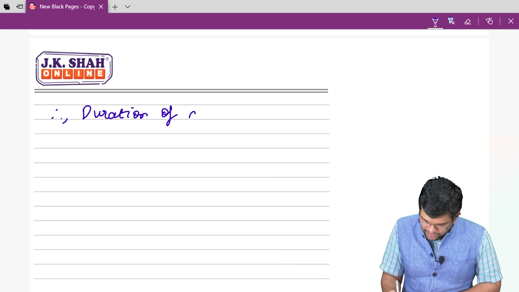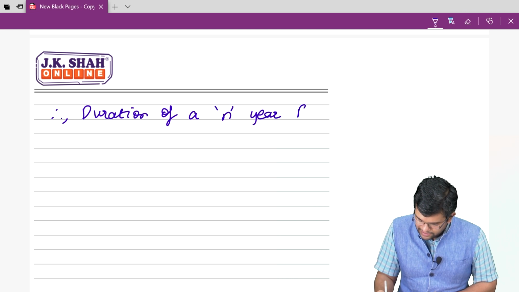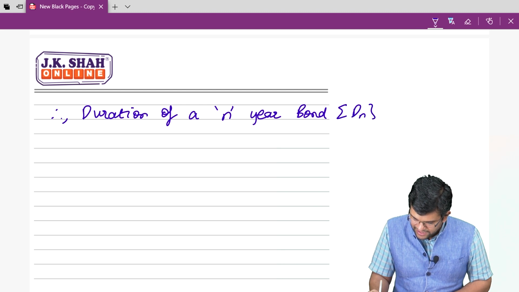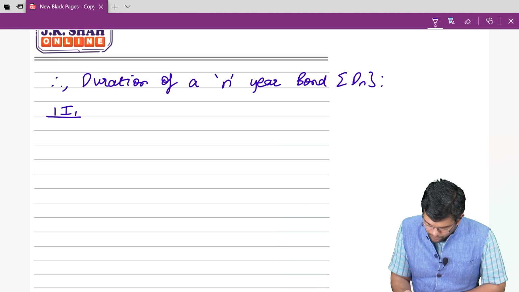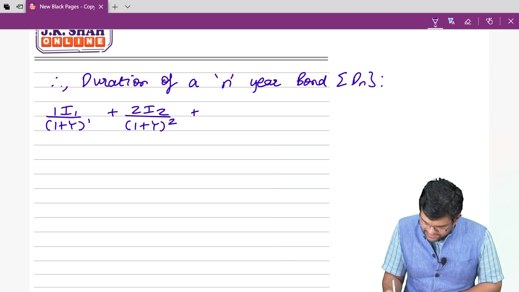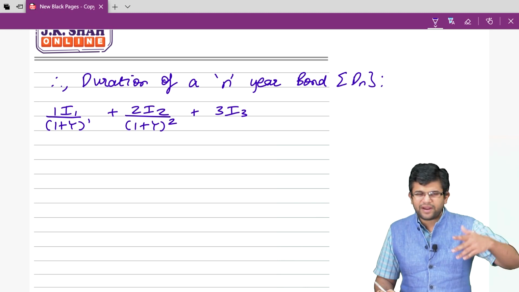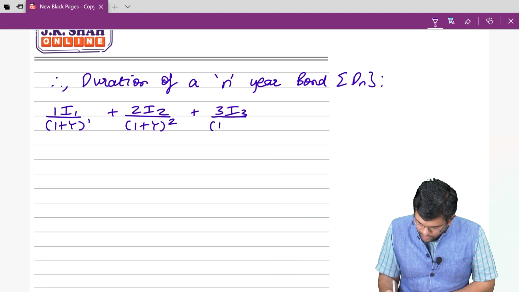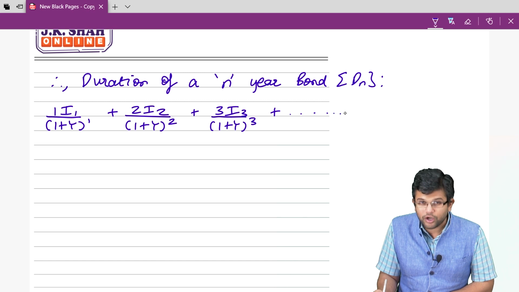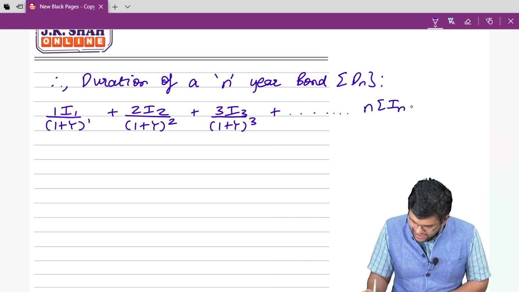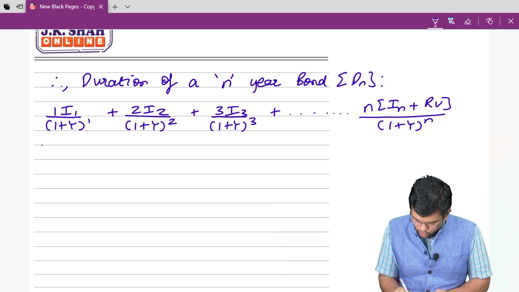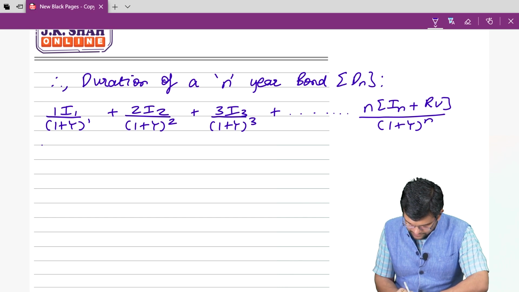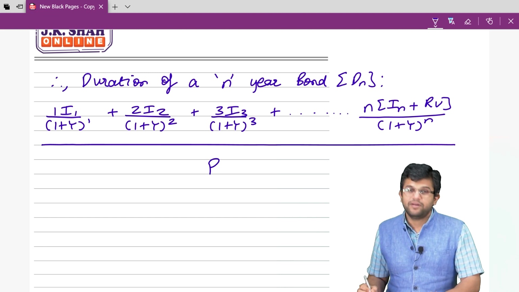Everyone following till here? And if this is the duration of a 3-year bond, can I say that therefore duration of an n-year bond will be how much? So children, this is Dn, will be equal to, I just write down a colon here, nothing but 1 I1 upon (1 plus Y) raised to 1 plus 2 I2 upon (1 plus Y) raised to 2 plus 3 I3 upon (1 plus Y) raised to 3, plus dot dot dot, n (In plus RV), the whole divided by (1 plus Y) raised to n, and then the whole divided by P. Everybody clear? Redemption is not happening at end of year 3, it can happen at end of year 5, 6, 10, whatever.